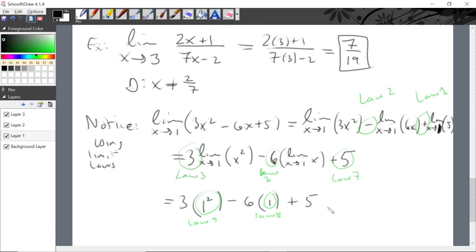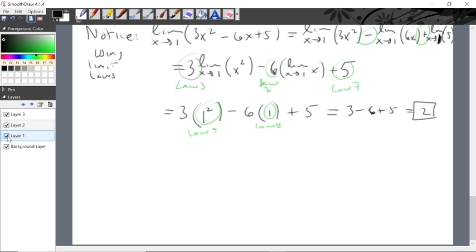And now at this point, we can just algebraically evaluate this, following the order of operations. So we have 3 minus 6 plus 5, and that equals 2. Let's take a look at some more examples.